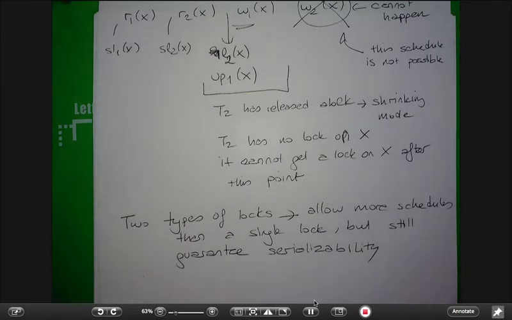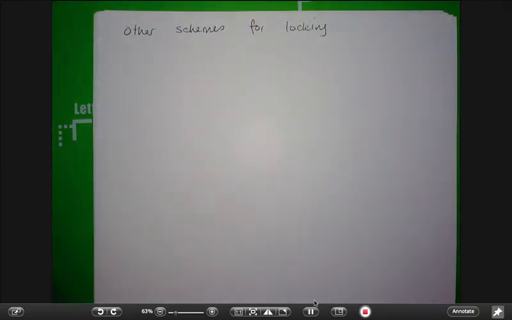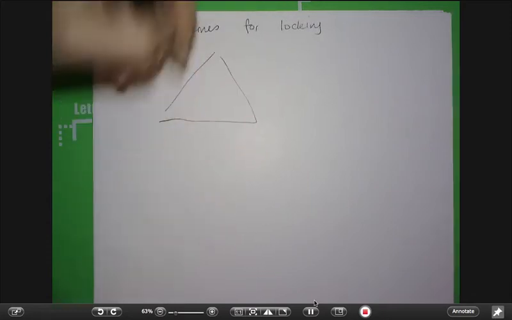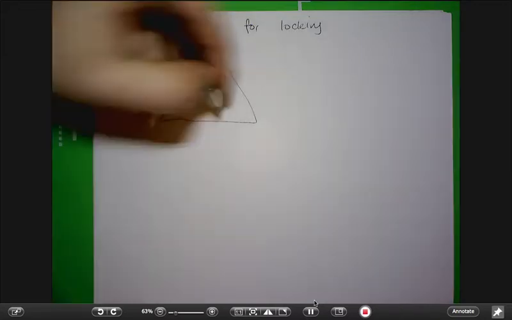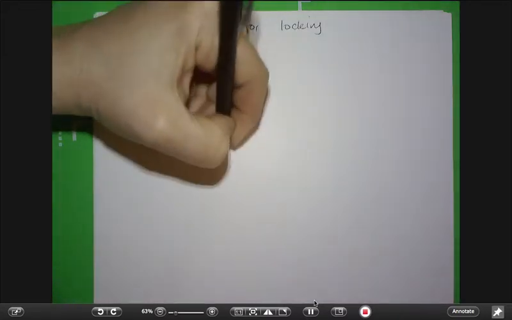So just so that, for example, you know a little bit about this, there are other schemes for locking. So for example, you can have multiple granularity of lock. This is used a lot in indices, right? So you have an index, right? So let's say that you are going to insert a node into the index. So you're going to change this page, right?